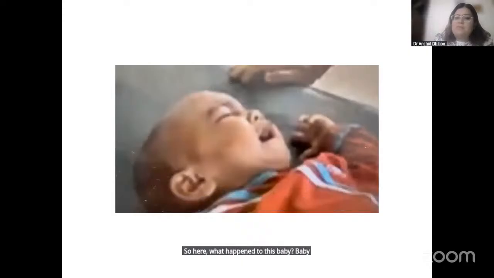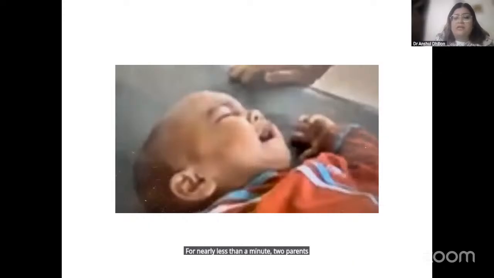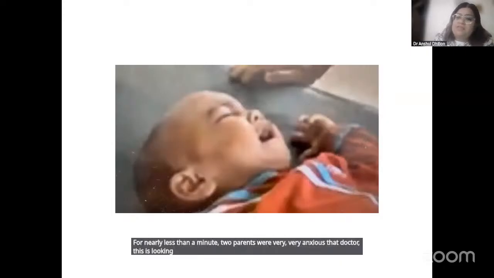Baby was milk fed mostly, was a bit anemic and after having some irritability episode, baby cried a lot. And following the cry, baby held on his breath and looked a bit blue near his mouth. And following that, his body turned very stiff for nearly less than a minute. So parents were very, very anxious that doctor, this is looking like seizure. And we have seen our local doctor there and they felt it was a seizure and child has been started off anti-seizure medication. So here you see the video.